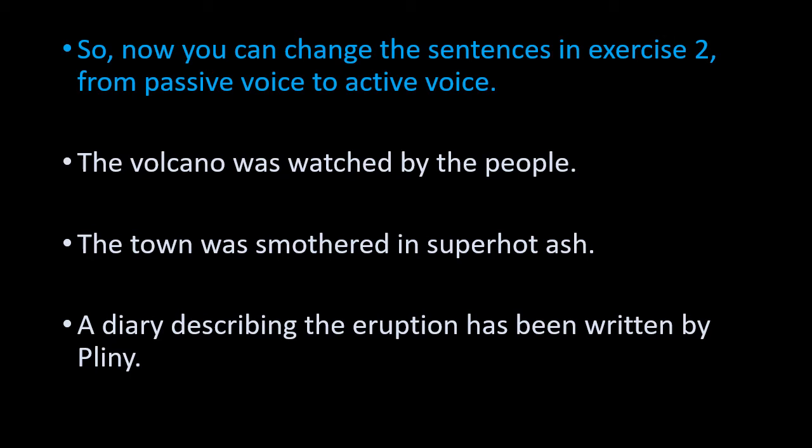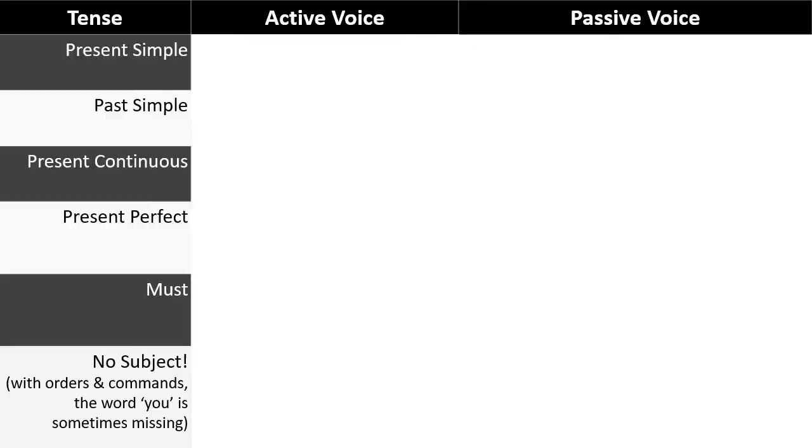Now, this one here, was watched. This is a past passive. So you're going to change that into the simple past tense, verb 2. The town was smothered. Again, past passive. So you change it into simple past tense. Has been written. This is a different tense. This is a present perfect tense in passive voice. So I'll help you here.